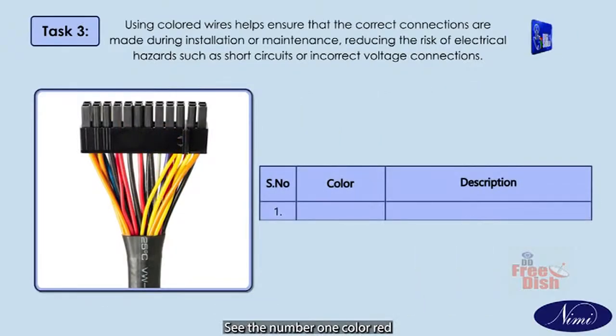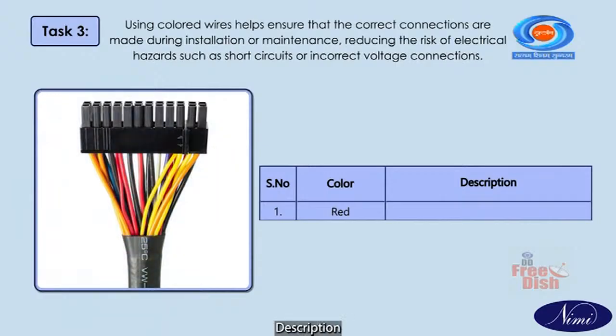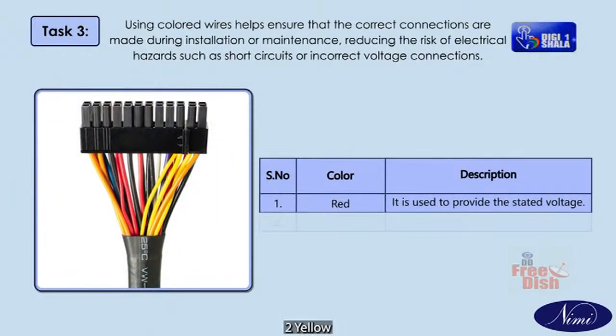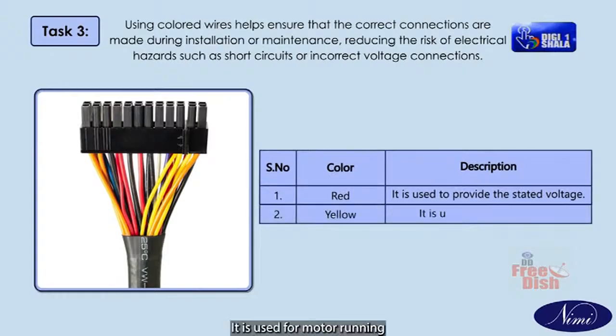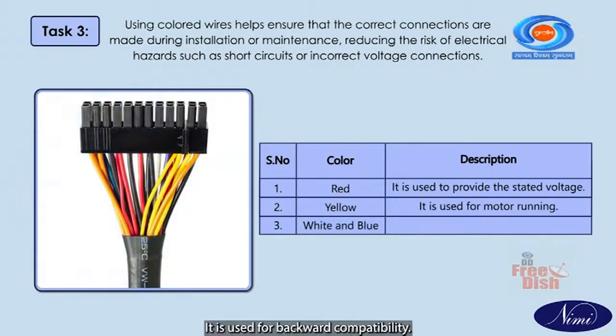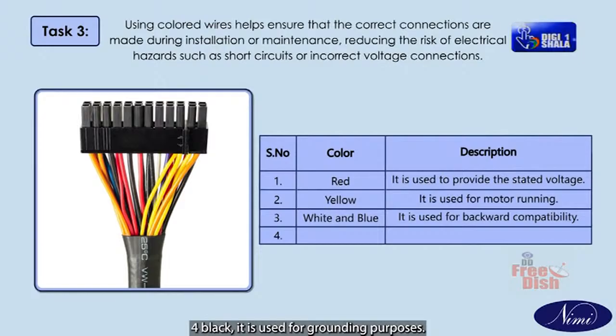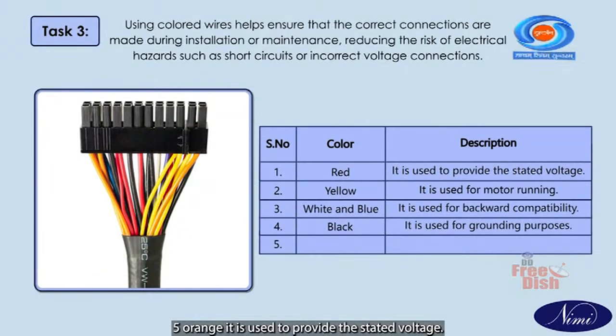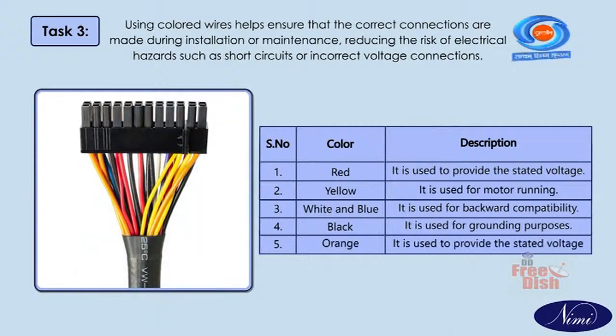Serial number 1. Color red. Description: it is used to provide the stated voltage. 2. Yellow. It is used for motor running. 3. White and blue. It is used for backward compatibility. 4. Black. It is used for grounding purposes. 5. Orange. It is used to provide the stated voltage.